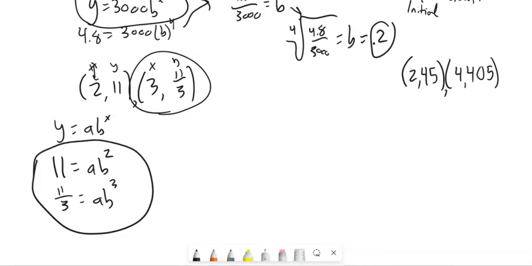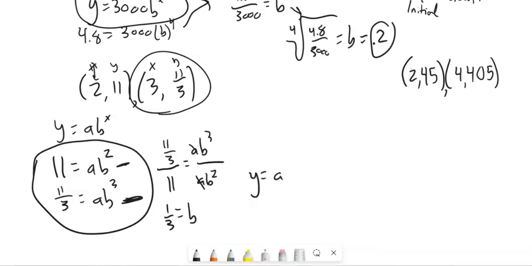Now, when I have these two equations and I want to solve them, I can add them, I can subtract them, I can divide them. So notice if I go this equation divided by that equation. In other words, 11 thirds equals a b cubed, divided by 11 equals a b squared. So this divided by that equals that divided by that. So 11 thirds divided by 11 is 1/3. A divided by A is 1. B cubed divided by B squared is B. So B is 1/3. So here's what I know so far.